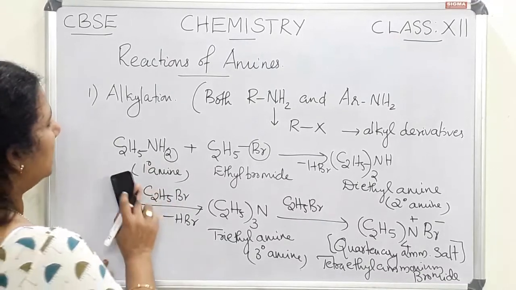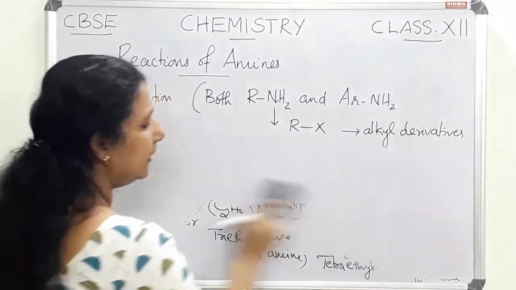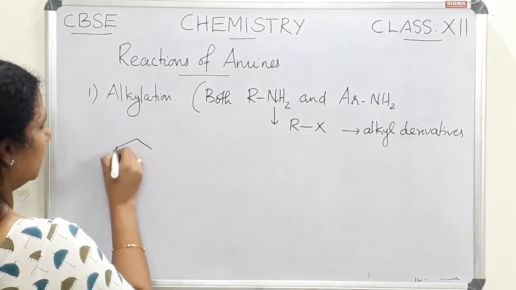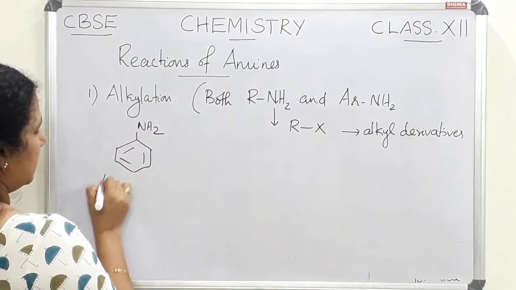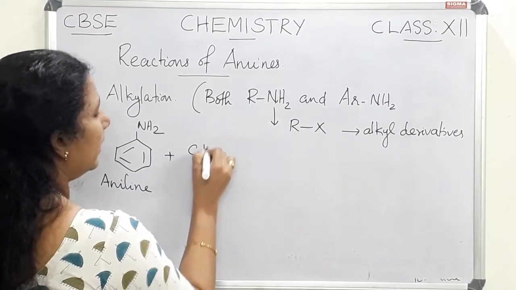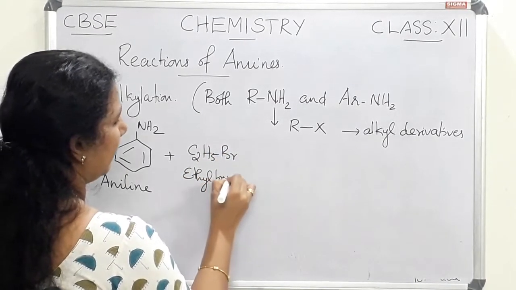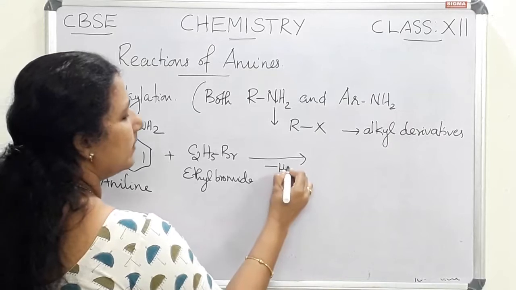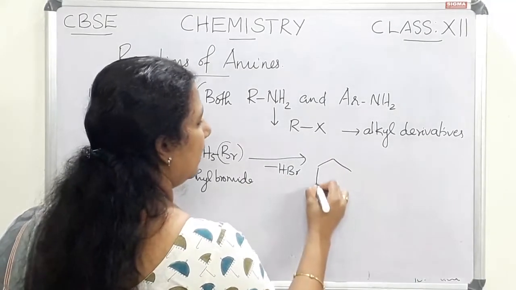Let's take another example, that is an aromatic amine. We can take an aromatic amine in the same way. If it is aniline, this is an example of an aromatic amine. So this is aniline. If it reacts with an alkyl halide C2H5Br, again ethyl bromide, in this case also one molecule of HBr is eliminated.